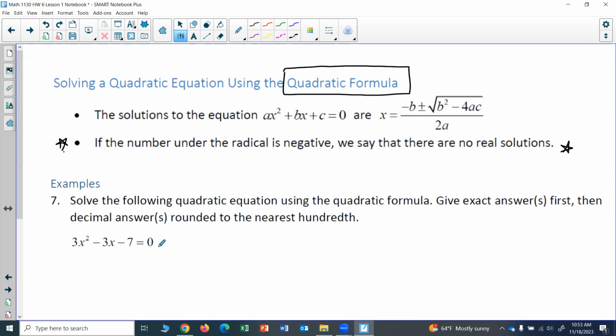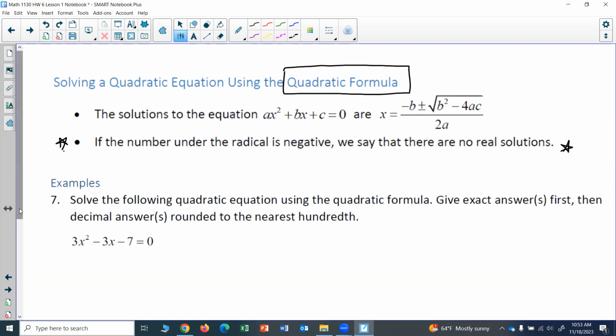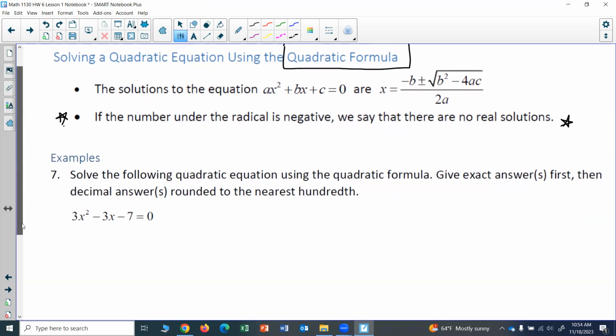Okay, so let's look at an example. We want to solve the quadratic equation using the quadratic formula. So what we want to do first, if your equation is not already equal to 0, you want to make sure that you get it into this form, ax squared plus bx plus c equals 0. You'll have some practice problems in the homework where it's not automatically equal to 0, so you'll just subtract the constant from both sides, or just move all of the terms to one side so that your equation is equal to 0.